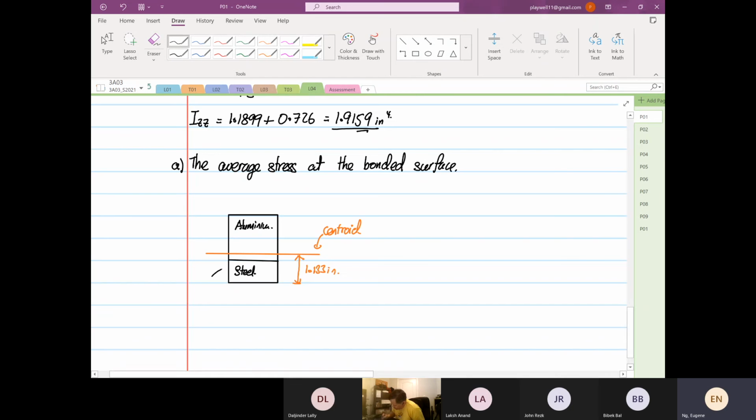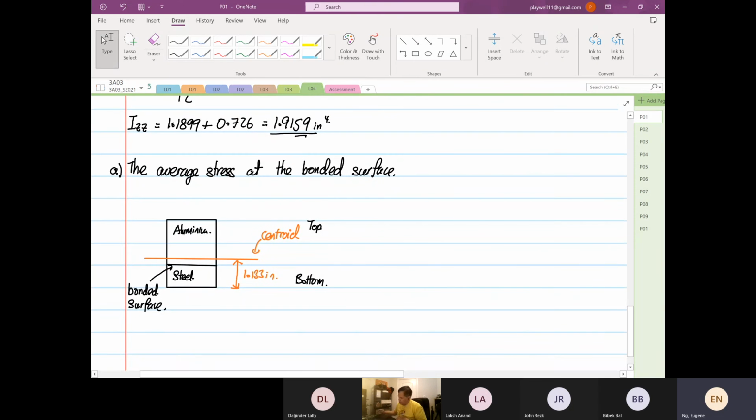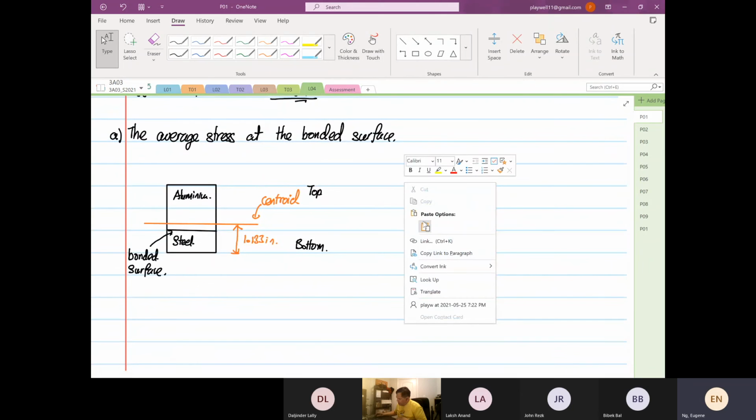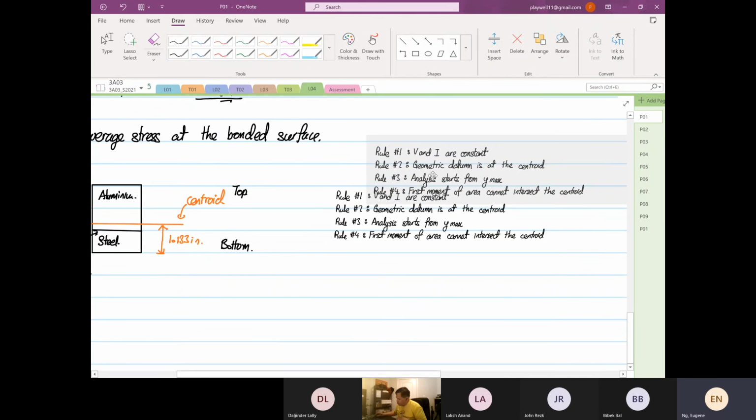So this line they've drawn down here, this is the bonded surface. So I'm going to call above the centroid as top, below the centroid as bottom. Okay, so I realized that the bonded surface is at the bottom. So we're going to analyze the bottom. Okay, so again, we're going to look at the 4 rules. Some of you will say, Eugene, can we do it from the top? My answer to you is no, based on these 4 rules.